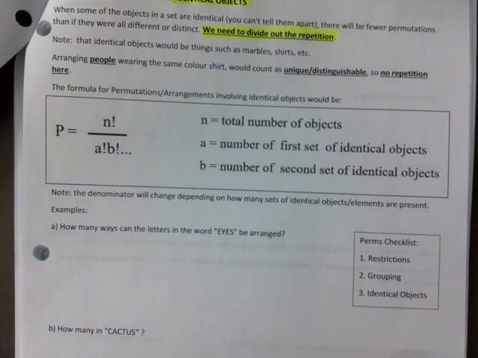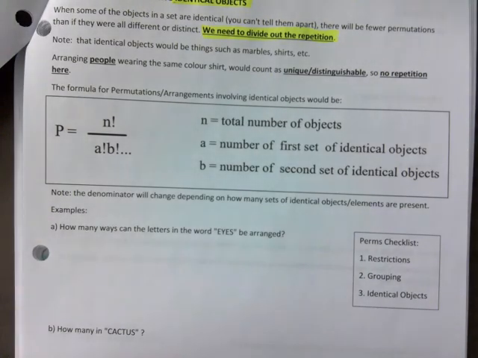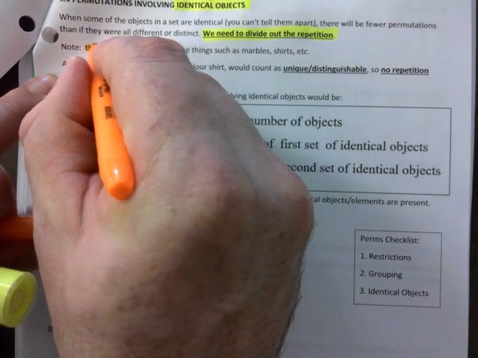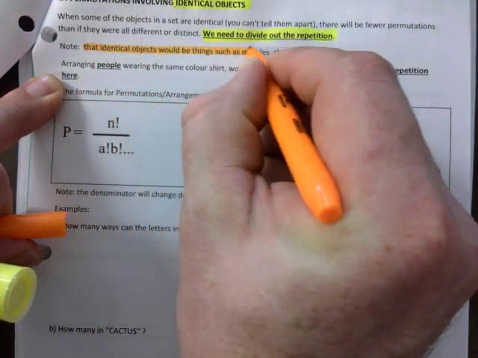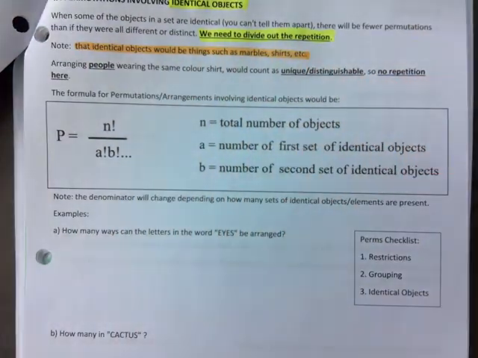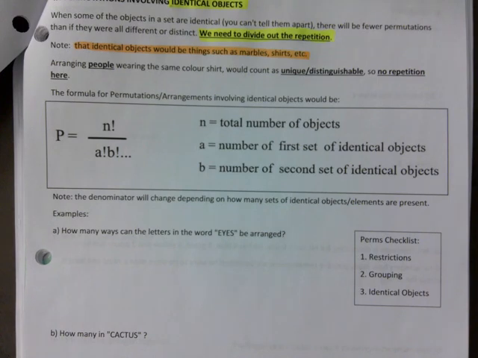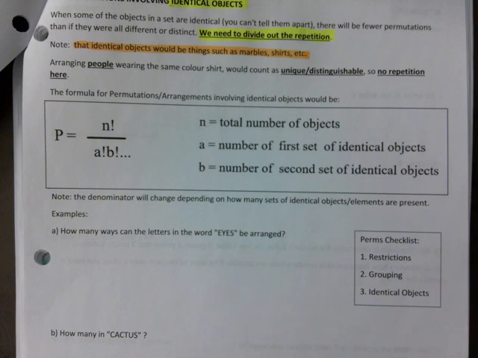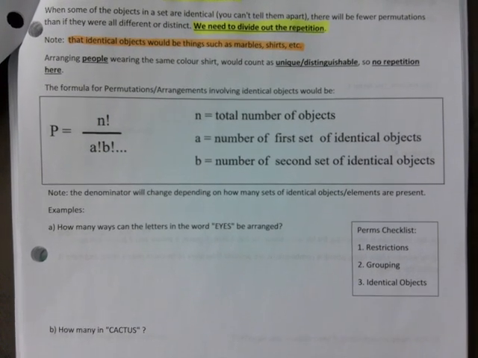Okay, I will use a different color. Identical objects would be things such as marbles, shirts, things that if they had the same color, you wouldn't be able to tell them apart. Two blue shirts, if you buy them from the store, you couldn't tell them apart really if they're the same size. Everything is the same about them. That's what we consider identical.